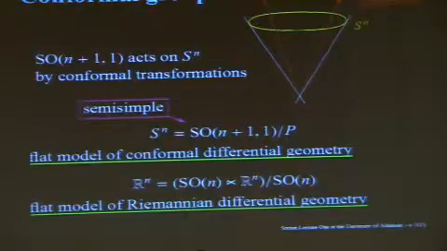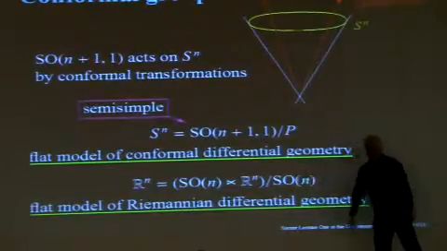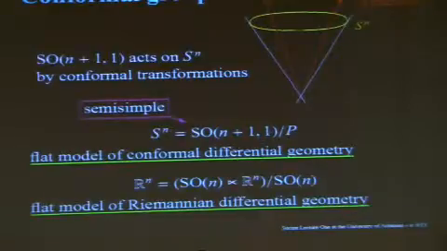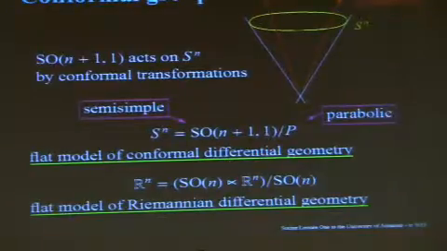So in Riemannian differential geometry, it's the stabilizer of a point which is semi-simple. Or, well, most of the time it's simple. Here, it's the global symmetry group which is semi-simple. And this subgroup here is one of a very special type. It's called a parabolic subgroup.